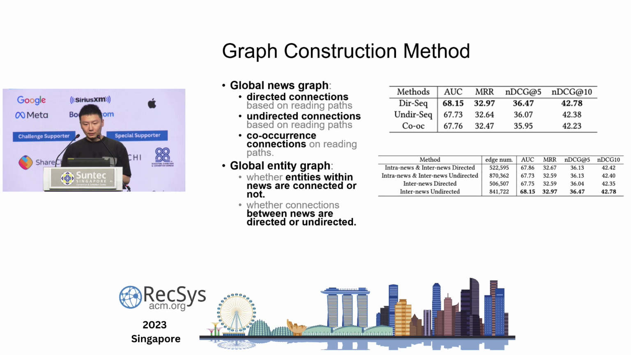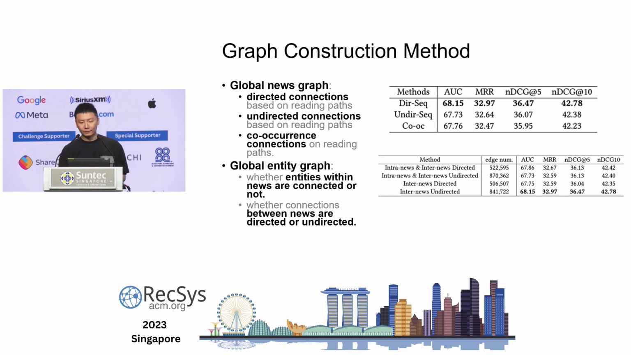And in this section, I want to show the effect of graph construction methods. For the global news graph, there are 3 experiments: undirected connection between news, directed connection between news, and the co-occurrence on the same path. From the table, you can see that a directed global news graph achieves the best performance, which might effectively show the temporal features of user reading interest.